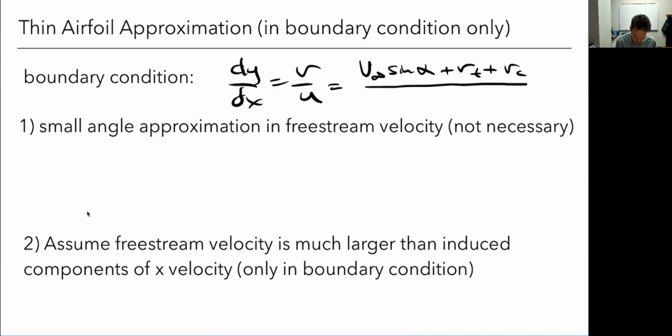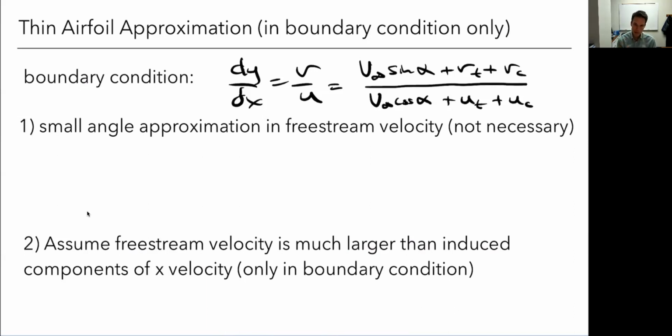And then for u, I've got the free stream part, and then I've got u from thickness and u from camber, or in other words, u from sources and u from vortices. That's the full boundary condition, but that's going to be too hard to solve analytically. So we're going to do a few things. First, we're going to assume that the angle of attack is small.